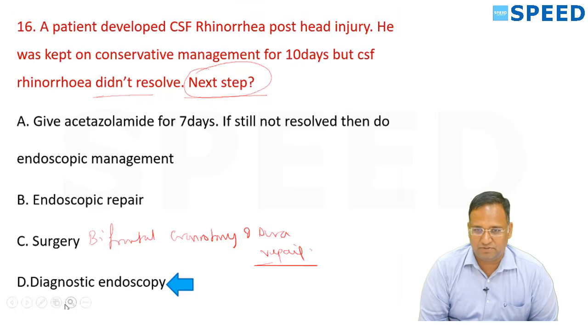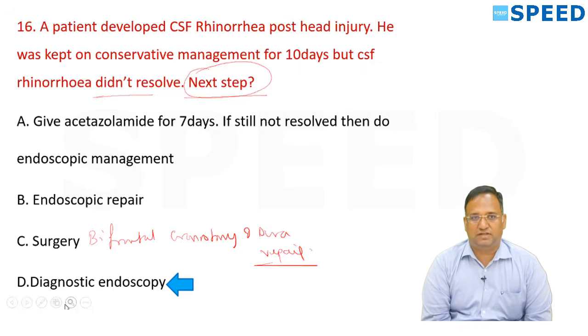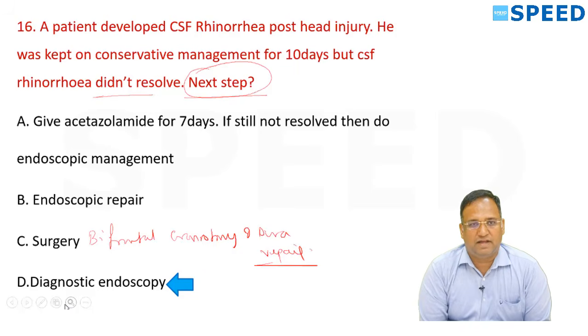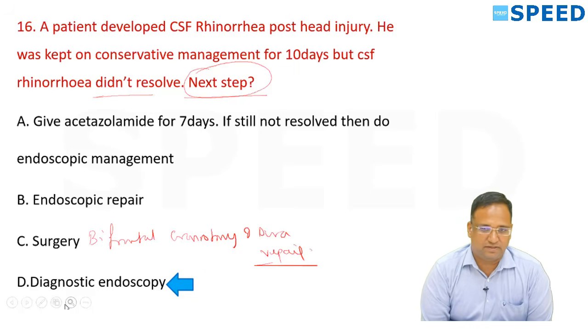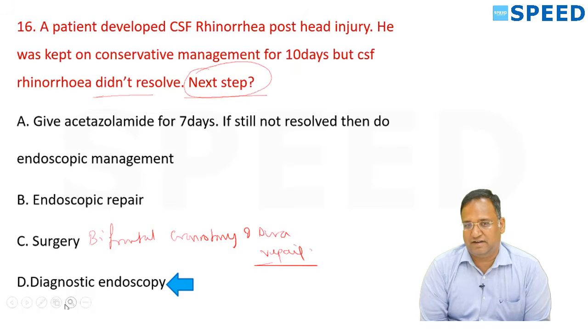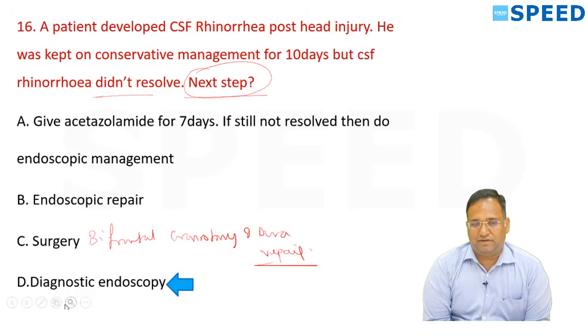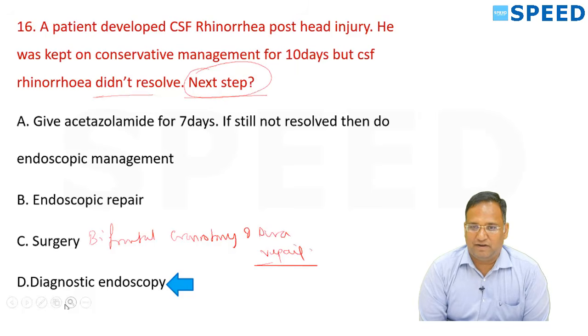So, next step is algorithm. You need to follow the algorithm. In your question, if they ask you treatment of choice after waiting for 10 days of conservative management, yes, closure is correct, either endoscopic or if endoscopic facility is not there, you do an open craniotomy and closure. There is no doubt. But that was not the question here. The question was, as per your statement, it is only next step. Next step is to do a diagnostic endoscopy.